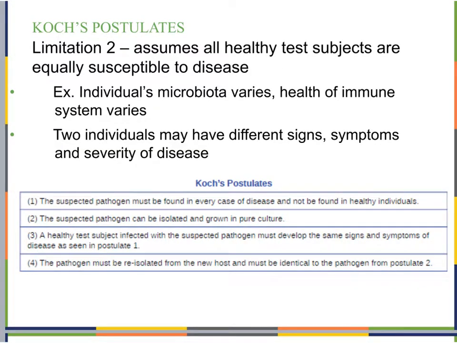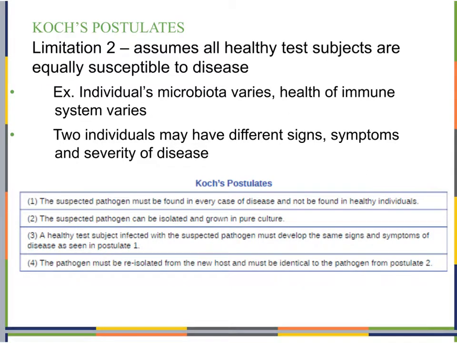The second limitation is that it assumes that all healthy test subjects are equally susceptible to the disease. So if, let's say, we're that second mouse and we're otherwise healthy, and then we get an injection of this particular pathogen, it's just assuming that everybody's equally susceptible. Now, if my immune system is really functioning at a high level and you give me some sort of small regular dose of an infectious agent, then maybe my body can fight that off really, really easily. And so then I wouldn't get diseased, even though I did get that bacteria or whatever, and maybe it did actually cause the disease in the first person.